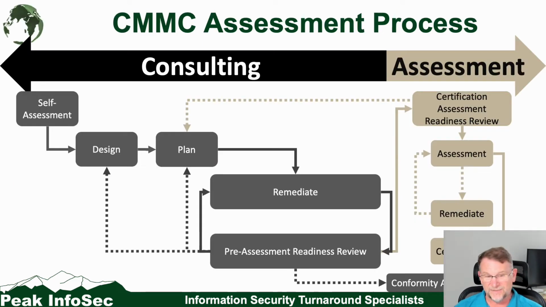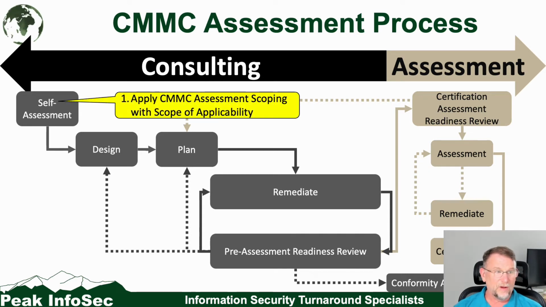Now, when it comes to the actual process, how you use these two different sets of scopes, first and foremost, in that self-assessment phase, you need to apply all of the requirements in accordance with that scope of applicability. That's how you assess. Where is the CUI? What is storing, processing, transmitting it, or protecting it? It doesn't matter whether it's an asset, a person, or a technology, or a facility. Wherever that information goes, that's your scope. Whatever's protecting that information, that's your scope.